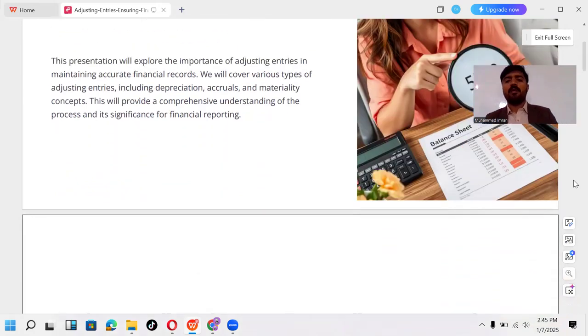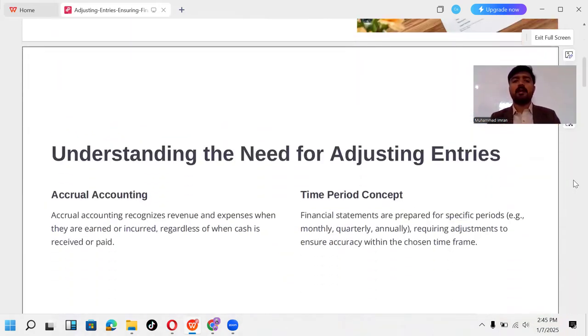So, first of all, we are going to discuss why adjusting entries are needed. There are some basic requirements to be fulfilled. The first need is accrual accounting, and the other one is the time period concept. In accrual accounting, revenue and expenses are recognized when they are earned or incurred, regardless of when cash is received or paid.